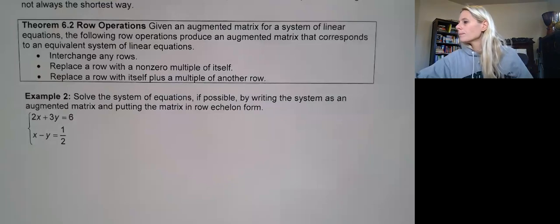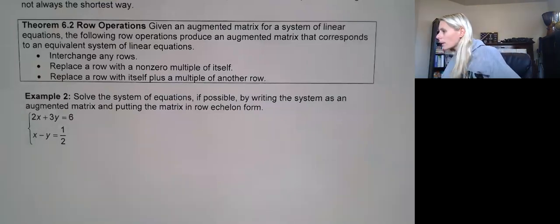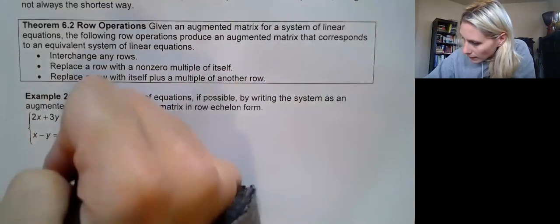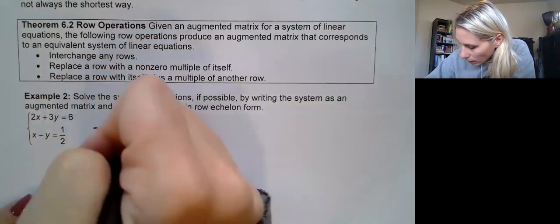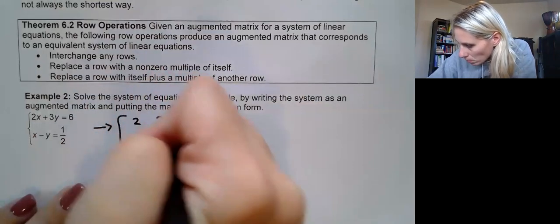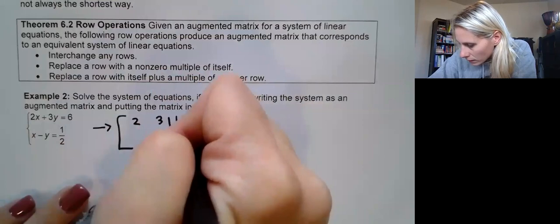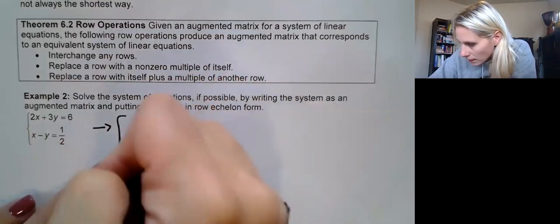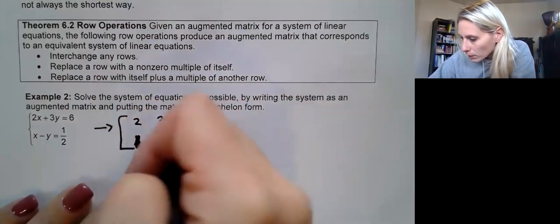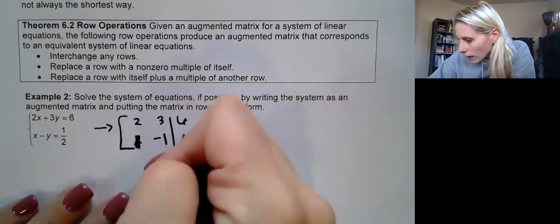Okay, well, let's go from there. Let's see what happens with it. Okay, so first thing we're going to do is put ourselves in a matrix, right? An augmented matrix. So we have 2, 3, put our line there, 6. We have x... And why am I doing that? I do that every time, don't I? 1, -1, and 1/2, no variables.